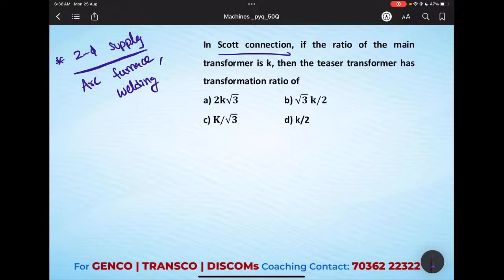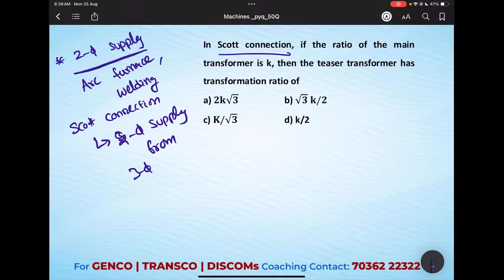In order to generate two-phase supply from the given three-phase supply, we are going to use the Scott connection. The Scott connection is mainly used for generation of two-phase supply from a given three-phase supply. In general, three-phase and single-phase supply is available. From this, we are going to generate two-phase supply. So how will the connection be? We'll see. We need two transformers. The transformers are called the main transformer and the teaser transformer.